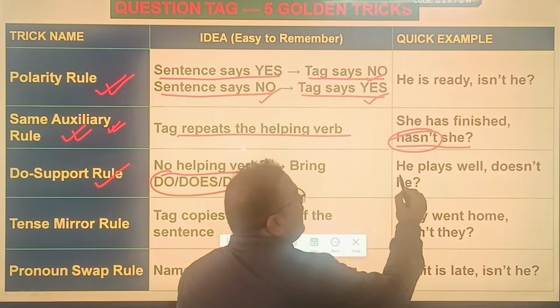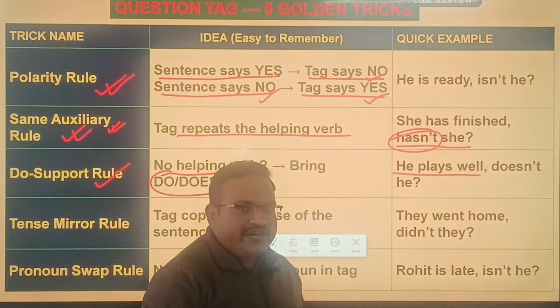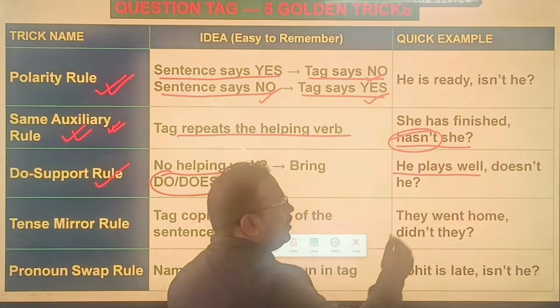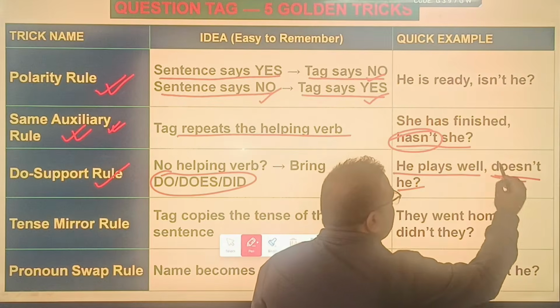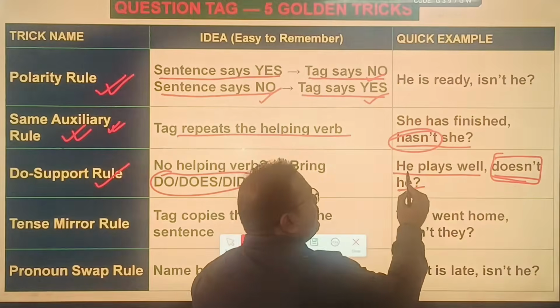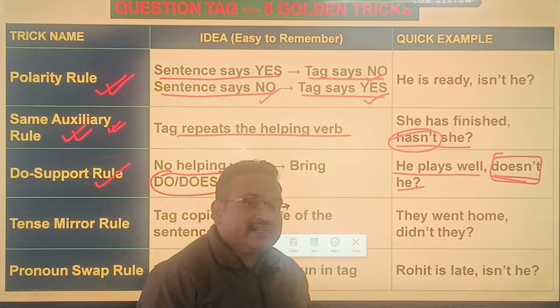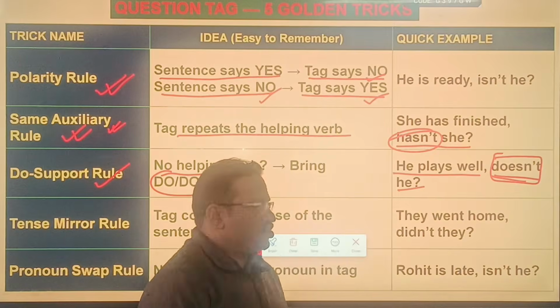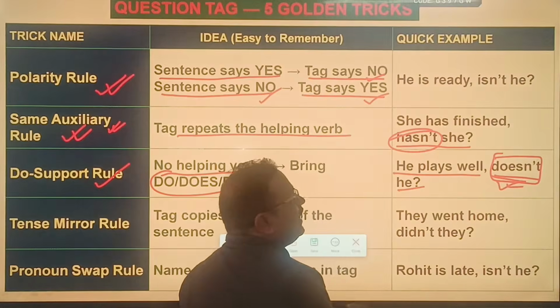Let us see. He plays well. We don't have auxiliary verb here. So what we are going to use? Does he? This is the question tag. Why does? Because he plays well is simple present tense, and in simple present tense we have do and does. So he plays well. What is the question tag? Doesn't he?